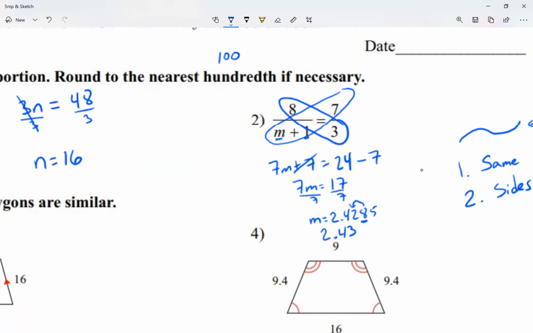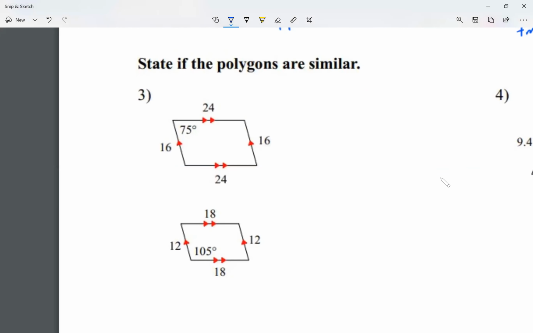Right? If the third number was too small, like too small is 4 or less, then I would have left that as 2.42. But my third decimal place was big enough, so 2.43. All right, let's move on. I'm going to be working up until number 6. Now let's take a look at question number 3, 4, 5, 6.